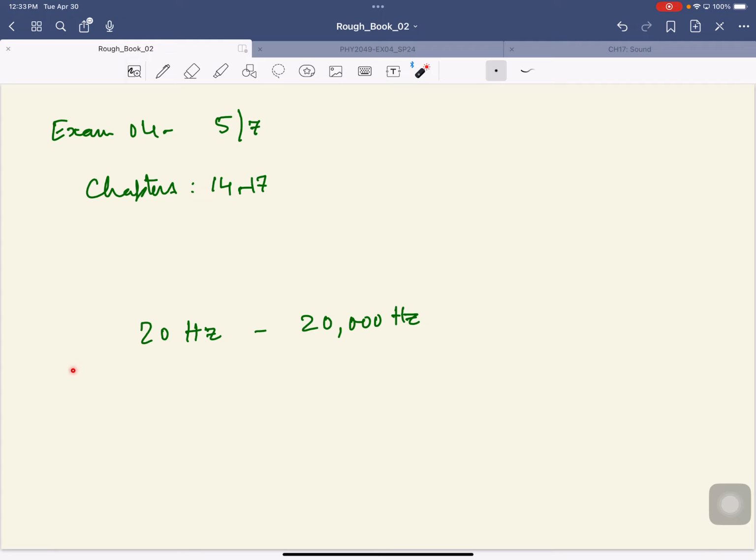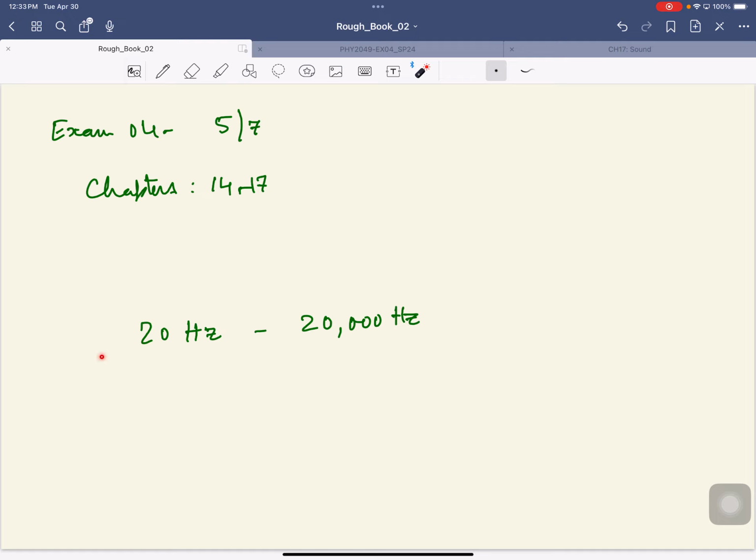There are mechanical waves of lower frequency and higher frequency. There are biological systems that can hear higher frequency: dogs, for instance, bats, and so on. And elephants and larger animals can hear lower frequencies.